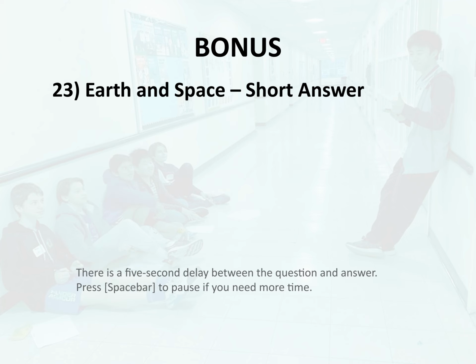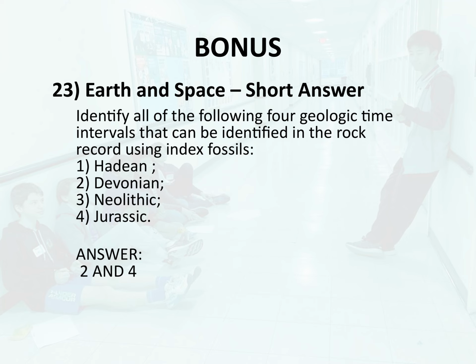Bonus 23. Earth and space, short answer. Identify all of the following 4 geologic time intervals that can be identified in the rock record using index fossils. 1. Hadean. 2. Devonian. 3. Neolithic. 4. Jurassic. Answer 2 and 4.